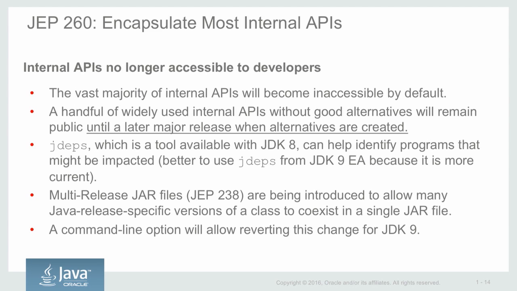This is the elephant, right? JEP 260. We're going to encapsulate most internal APIs. Now, this is very carefully worded. Notice that I say encapsulate, meaning they're still there. And I say most, meaning not every single one of them. So when we first drafted this JEP, we said all of them, right?